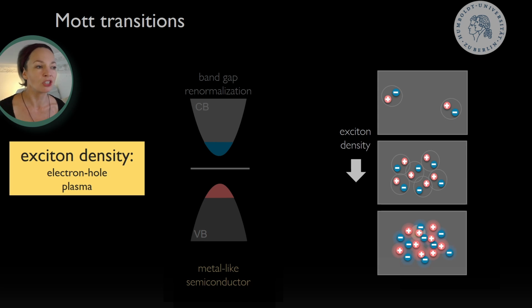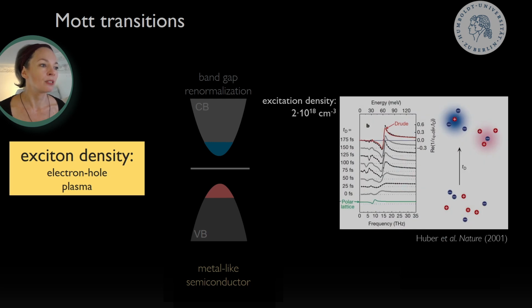And this transition, or the ultrafast dynamics of this transition, have been investigated by Rupert Huber in 2001 by terahertz spectroscopy, where he could look at the timescale of this electron hole plasma formation. Note that he needed to use quite a high excitation density for these experiments.